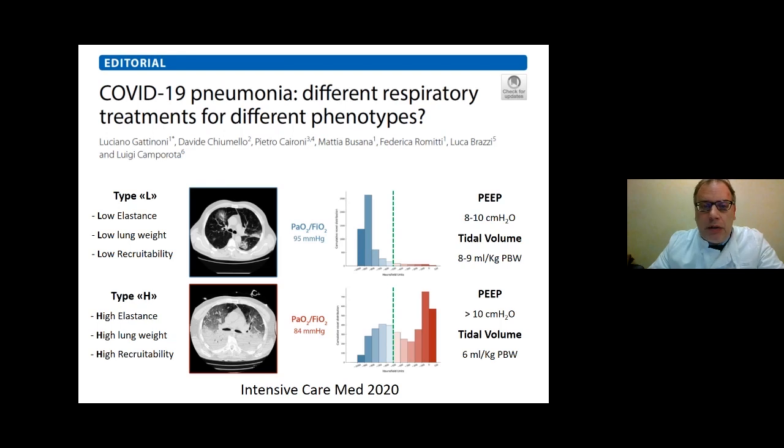The Gattinoni concept and idea can be translated into clinical practice using this threshold in compliance. Gattinoni suggested to consider an easy number to obtain at the bedside, the value of respiratory system compliance, to distinguish type L and type H. A compliance of 40 or higher means that our patient is type L. A compliance lower than 40 means that our patient is type H.